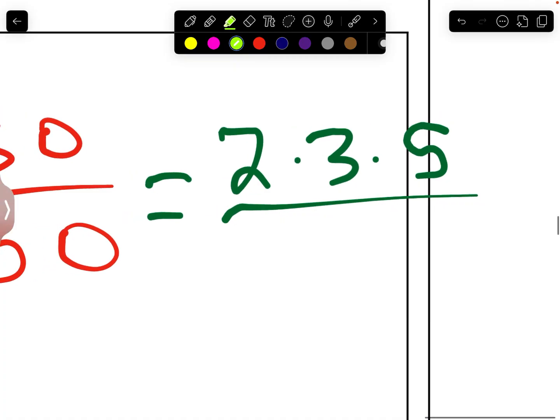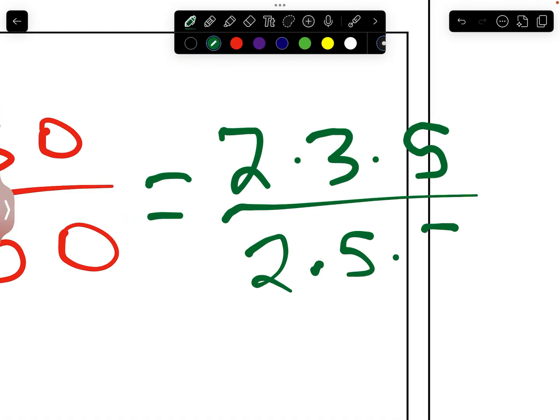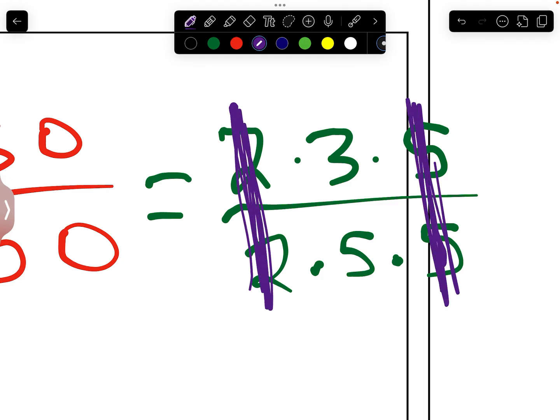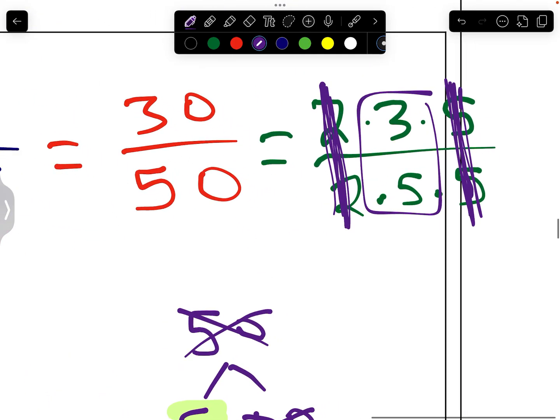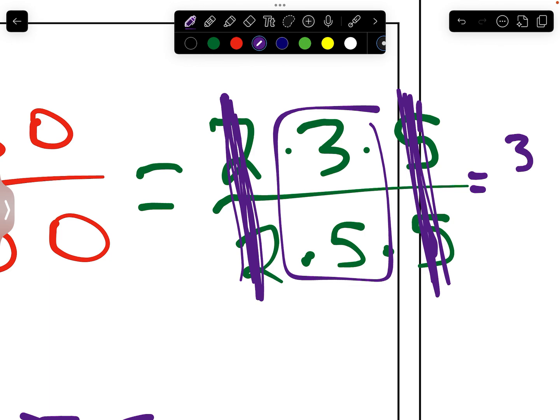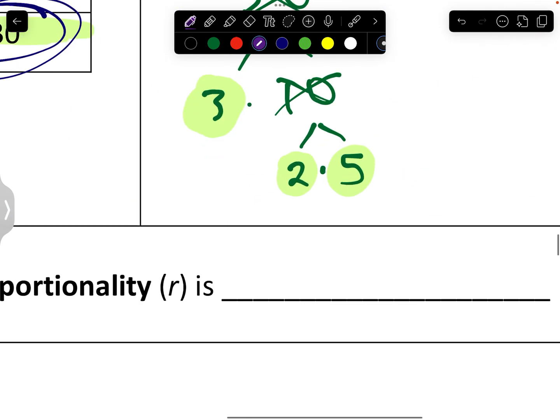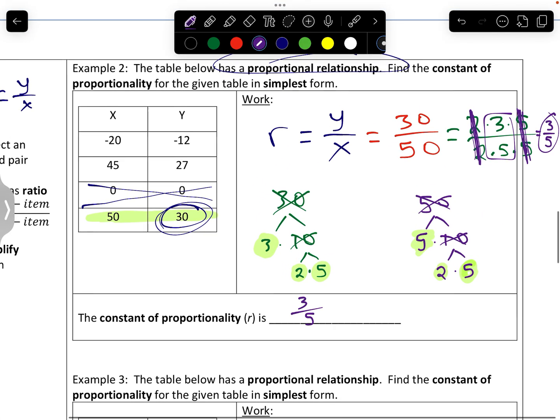So we've got a 2, we've got a 5, and we've got a 5. The numbers that match up make 1, so they kind of cancel each other out. We don't need them. A 1, and all that's left over is your answer. So in this case, it's 3 over 5. So again, for every 3 y's, I'm going to have 5 x's.